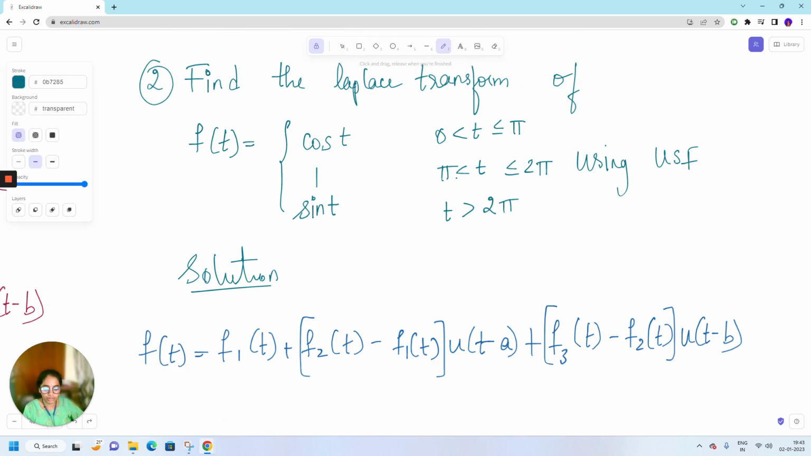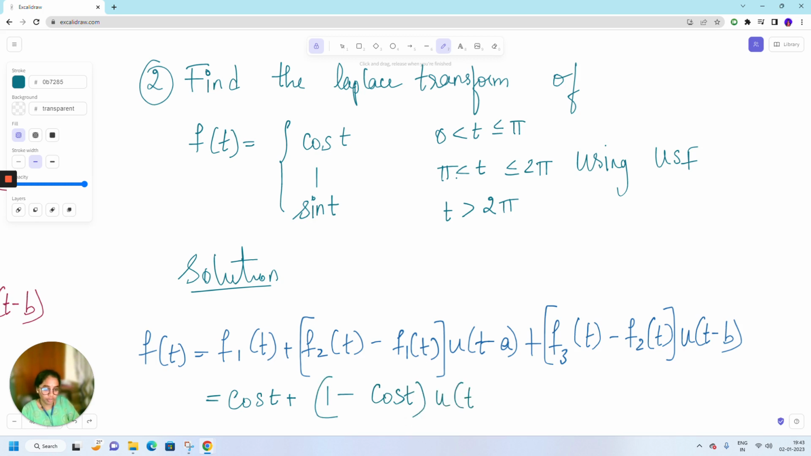So what is f of t? f of t is equal to f1 of t. What do we have in place of f1 of t? In place of f1 of t, I have cos t. Yes, so let me write that down. Cos t plus, what do I have in place of f2 of t? I have 1. What do I have in place of f1 of t? I have cos t again.